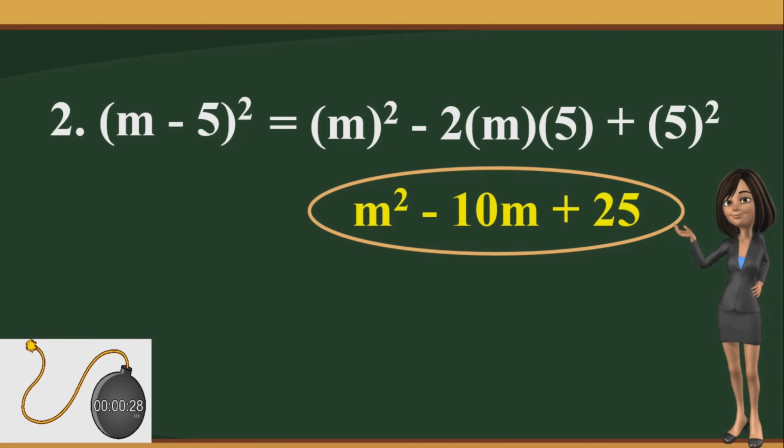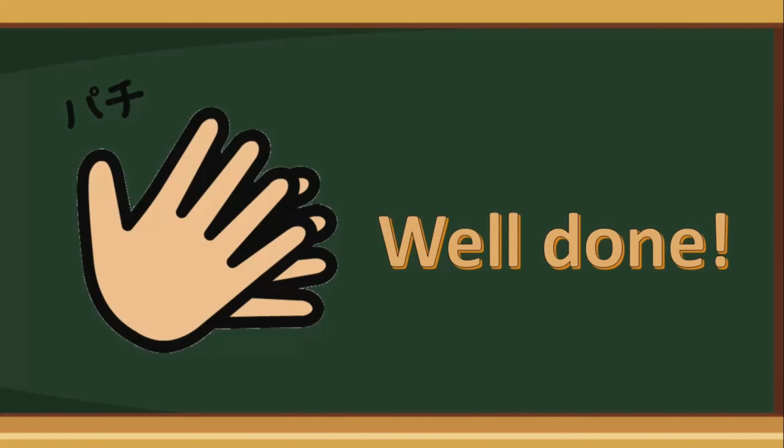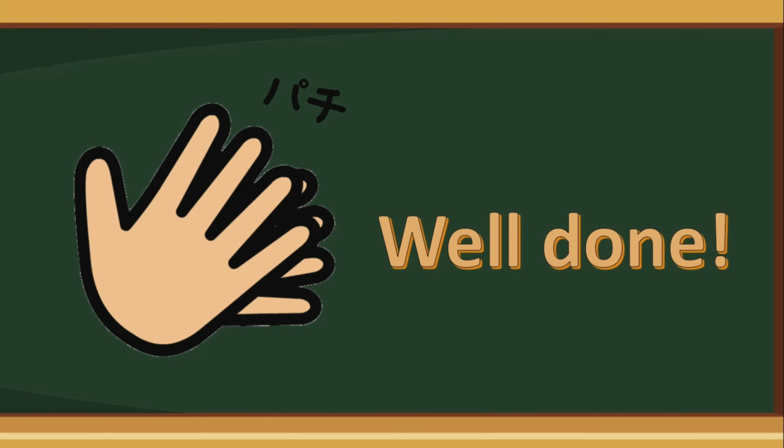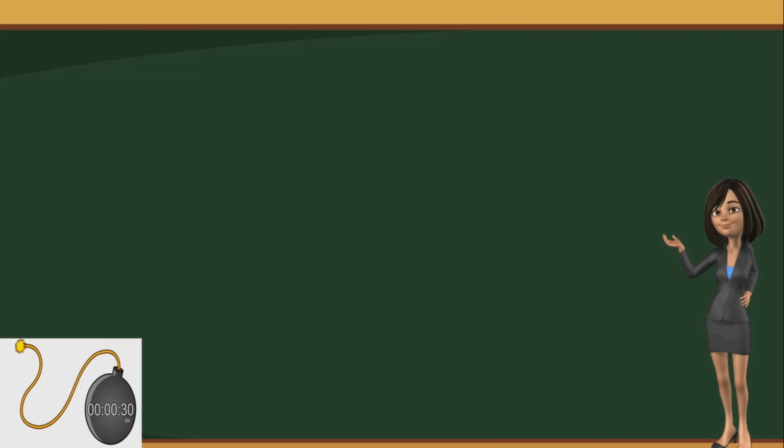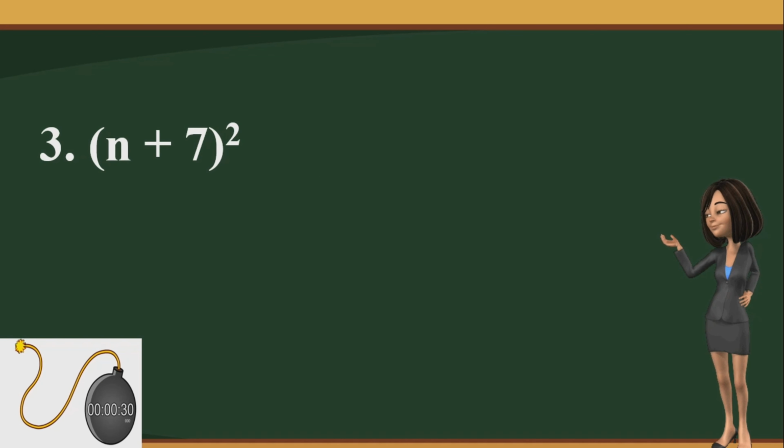Okay, let's have another problem. So for number 3, we have quantity n plus 7 squared. Again, your time starts now.